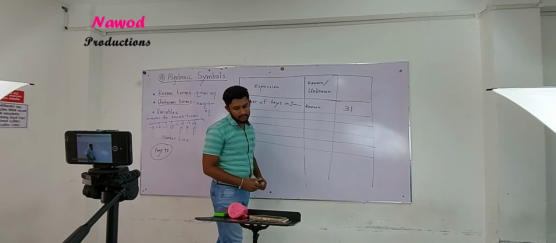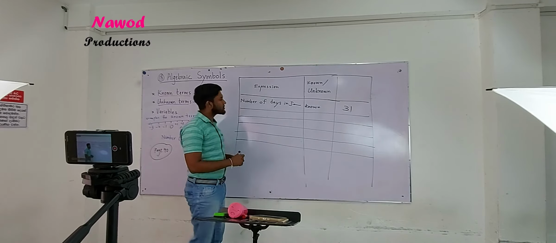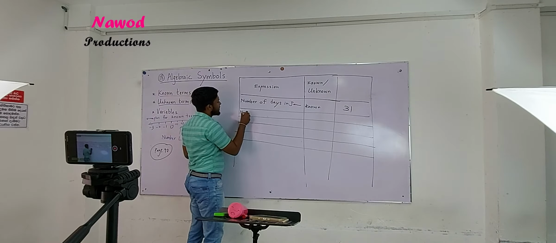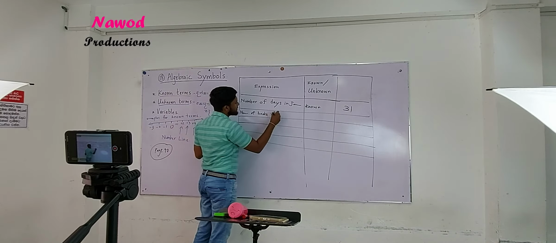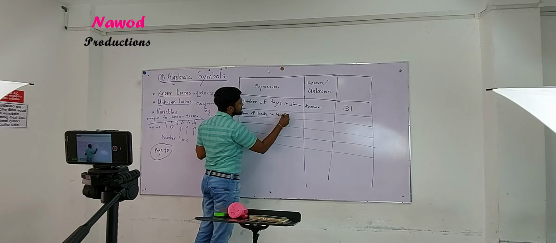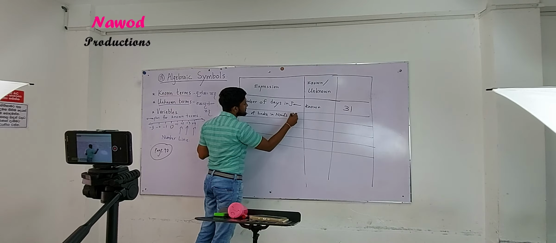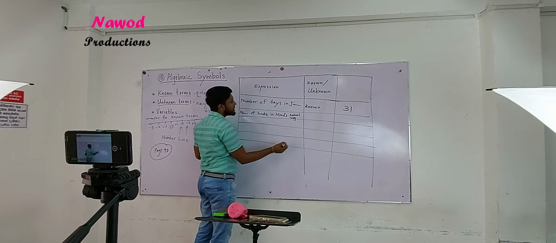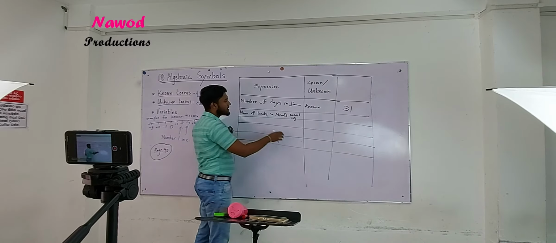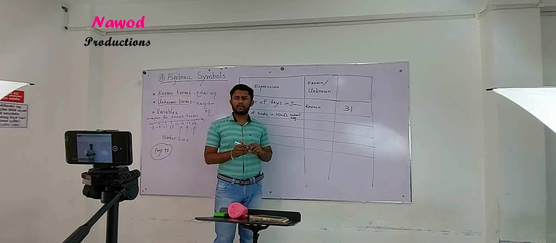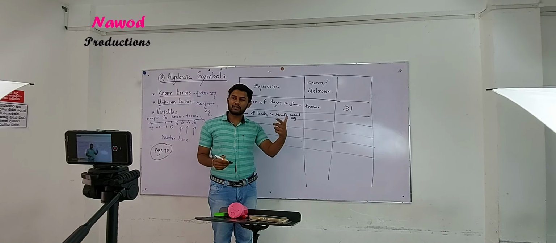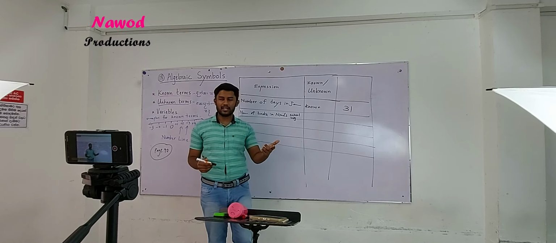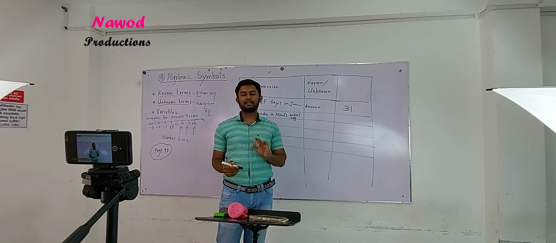What is the next one? Number of books in Nimal's school bag. Nimal's school bag, right? Do we know the person Nimal? No, one of our friends, right? Do we know the number of books inside Nimal's bag? No, it is an unknown term.